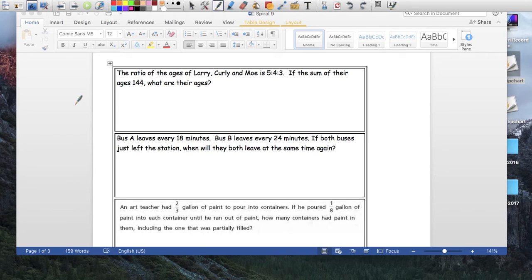Where are we? Ratio of ages. So the ratio of the ages, we can write part and total here. So 5, 4, 3, and this is Larry, Curly, and Mo. And their total ages right now, 5 plus 4 is 9, plus 3 is 12. So at this particular time, Larry's 5, Curly's 4, Mo is 3.